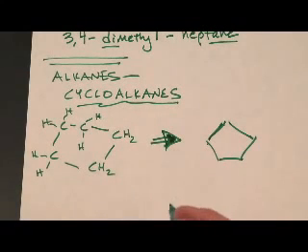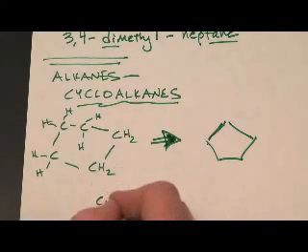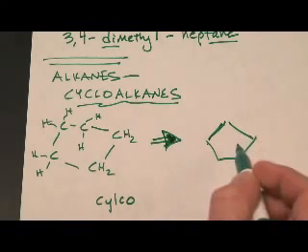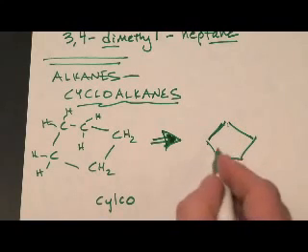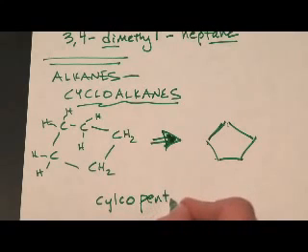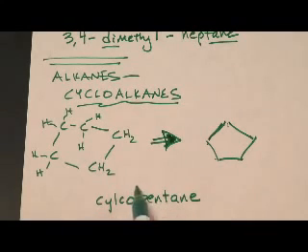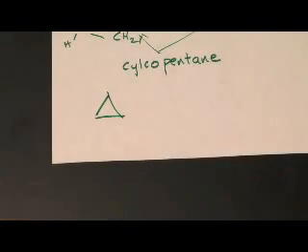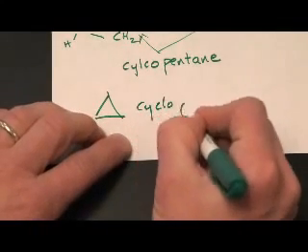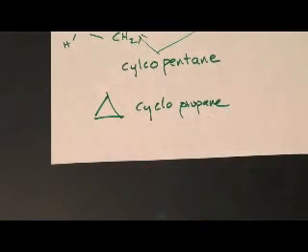This, since it's in a cycle, would be named with the prefix cyclo. And then it would always end with the number of carbons with an ane ending. And since this is 5 carbons in a row, I'd use the prefix pent and then the ending ane. So this would be called cyclopentane. Now you could have another one like this. This triangle-shaped thing has 1, 2, 3 carbons. And so this would be called cyclopropane. It's just another way of drawing single-bonded carbons in a ring.